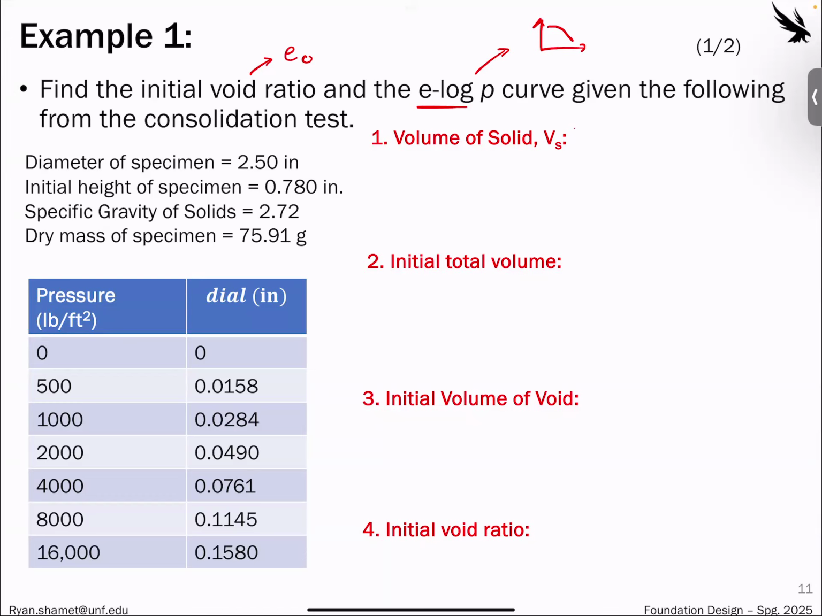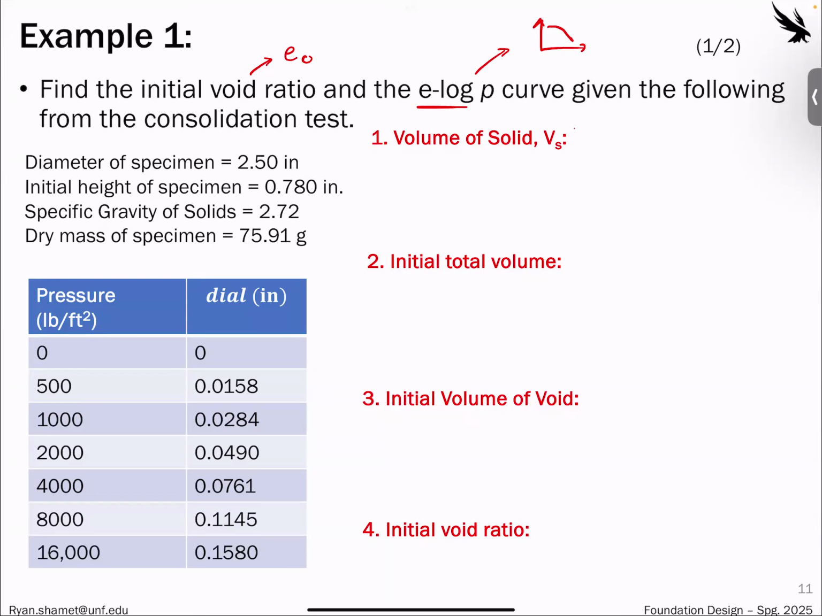So we are told that the diameter of the specimen is 2.5 inches. The initial height of the specimen is 0.78 inches. Specific gravity of the solid is 2.72. And then the dry mass of the soil is 75.91.